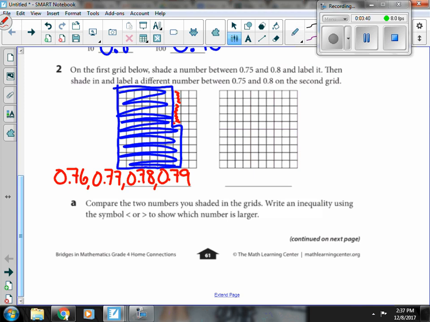And then the same thing goes with our second grid. You're going to have the same picture somewhere between these filled in, somewhere in the red, and then your answers are going to be between those decimal numbers as well. And then compare the two numbers you shaded. So if you're closer to 79, that's bigger than 76. So that inequality is going to be based off of the number that you picked.